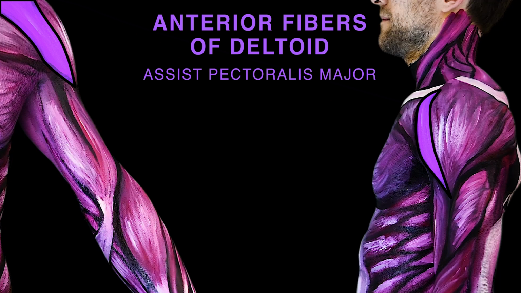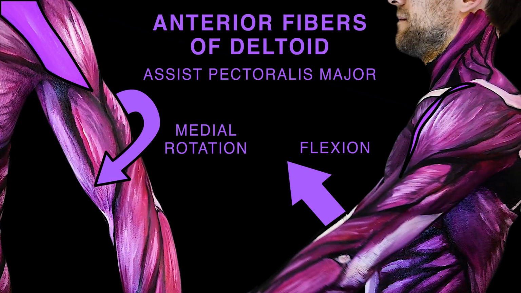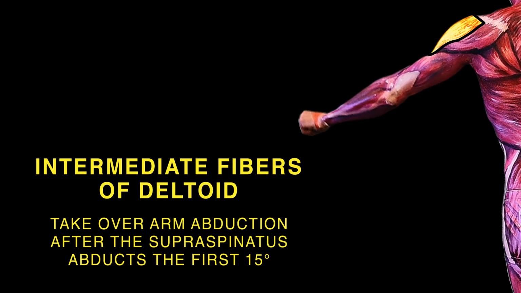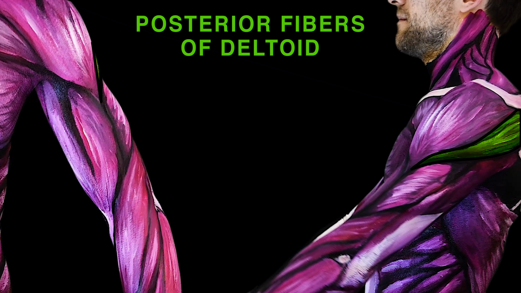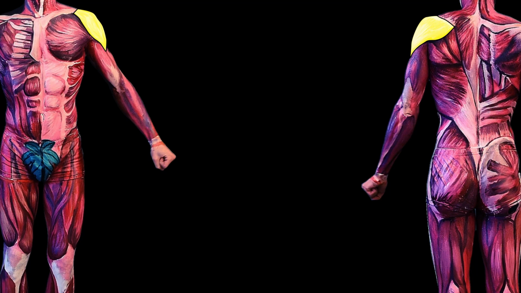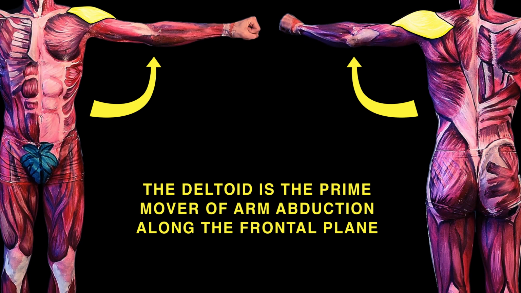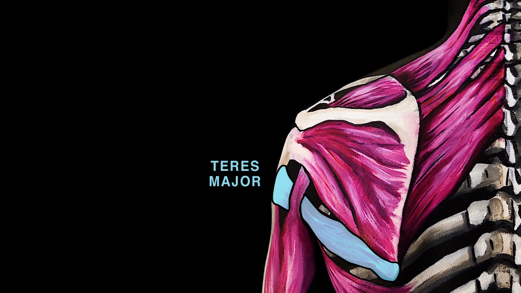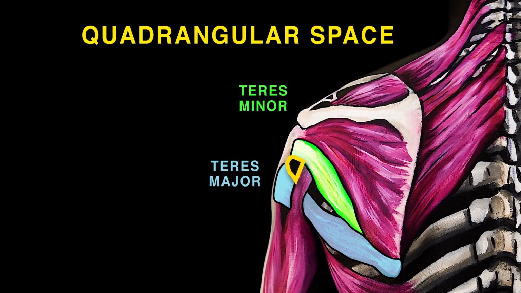The anterior fibers assist the pectoralis major, causing flexion and medial rotation. The intermediate fibers take over arm abduction after the supraspinatus abducts the first 15 degrees. Finally, the posterior fibers cause extension and lateral rotation. When all 3 heads of the deltoid contract simultaneously, the deltoid is the prime mover of arm abduction along the frontal plane.